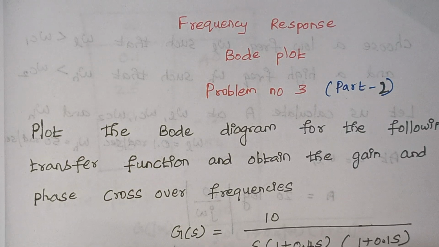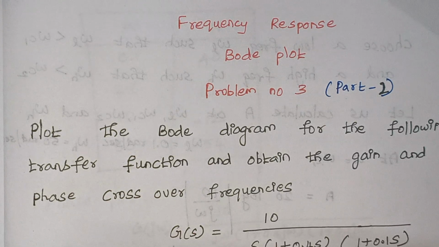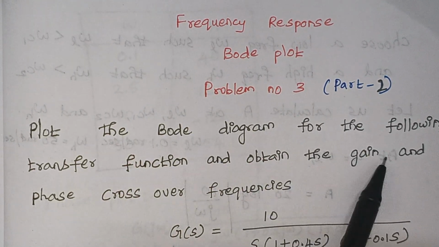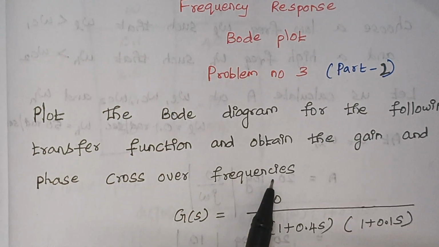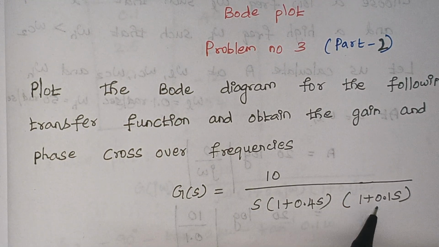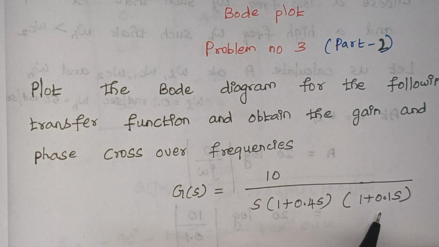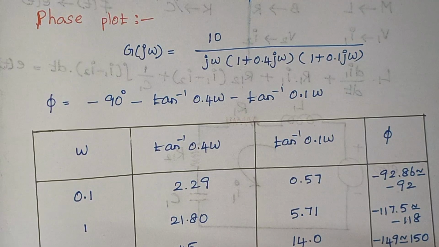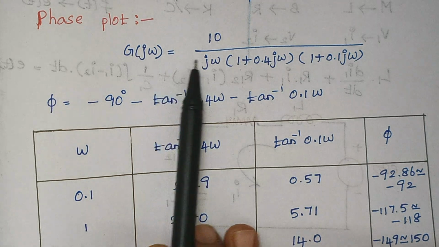Today we are going to solve problem number 3 part 2 under the topic Bode plot. The problem is: plot the Bode diagram for the following transfer function and obtain the gain and phase crossover frequencies. And this is the given problem. Now we are going to find the phase values for the given expression. So this is the given problem.